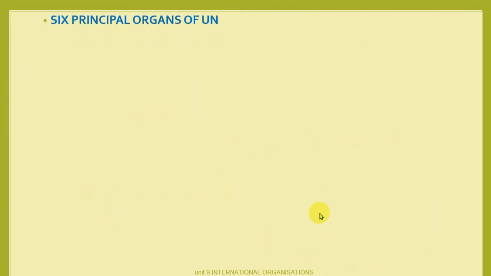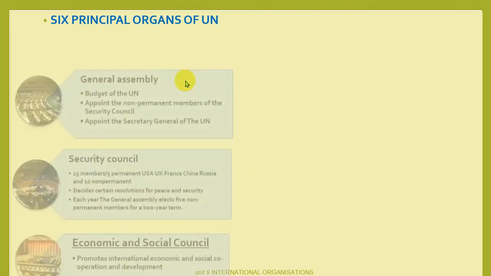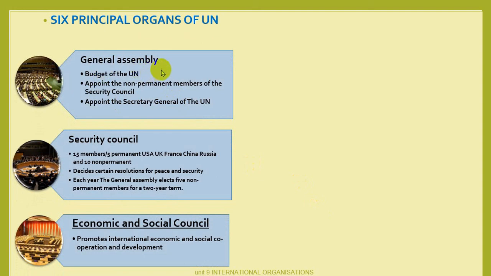And of course, the United Nations has other principal organs that help. So we have the General Assembly. The General Assembly decides the budgets of the United Nations. It appoints the non-permanent members of the Security Council, and appoints the Secretary General of the United Nations. The Security Council is another organ that helps the United Nations.